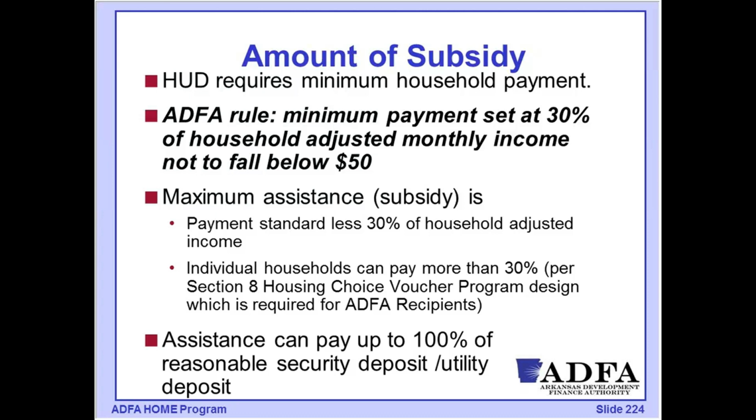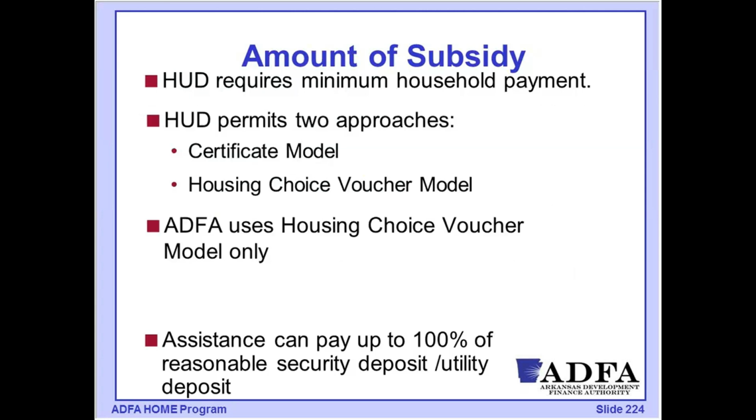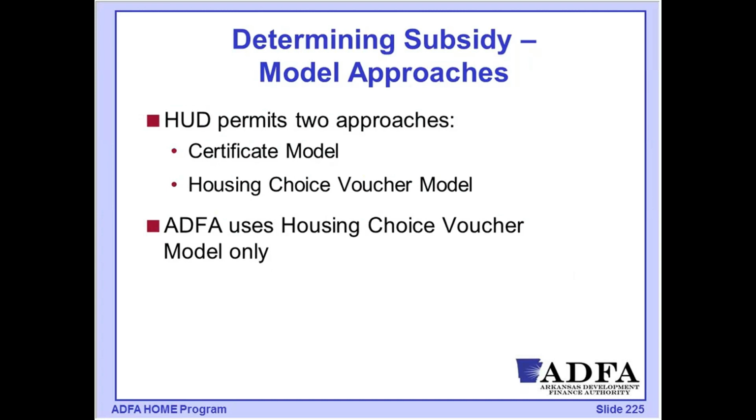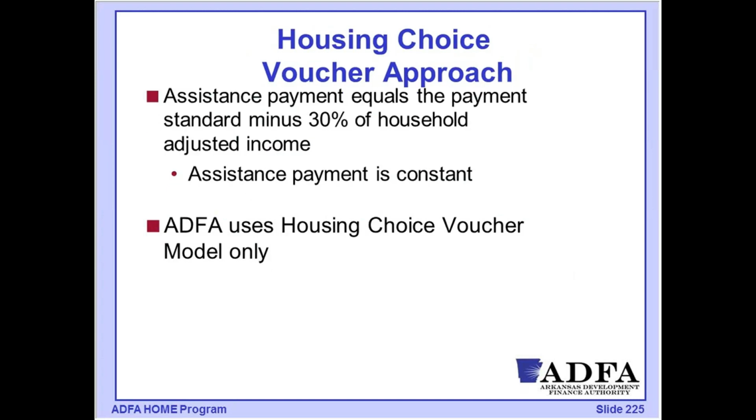Assistance can pay for up to 100% of a reasonable security deposit or utility deposit, and for security deposits, the maximum is 2 months' worth of rent. HUD itself provides two models: a certificate model, which is essentially an older model under HUD, and then the housing choice voucher model. ADFA is going to use the housing choice voucher model only.